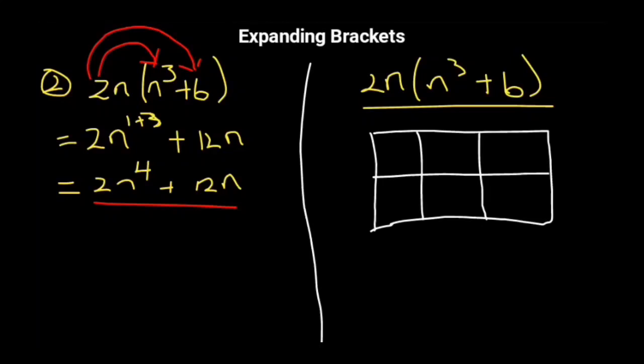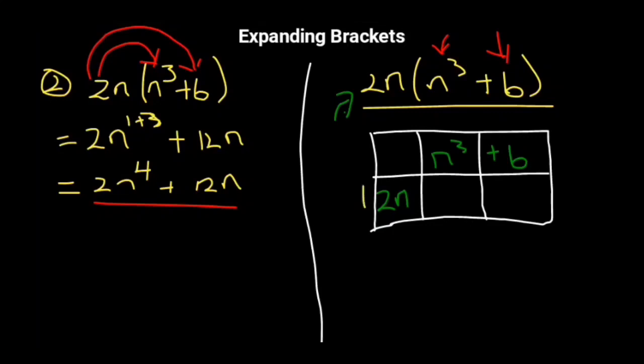Then we write our 2n, since it's outside of the bracket, we write that at the bottom on the first column. Our n cubed and our 6 goes on top. It could be reversed as well, it does not matter. So we have our n cubed and our positive 6.